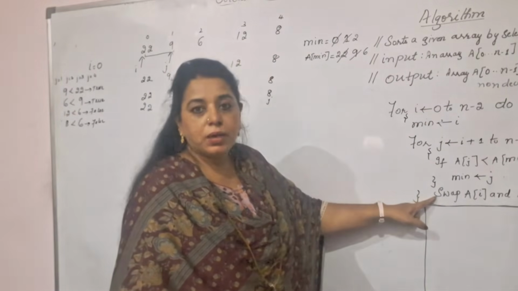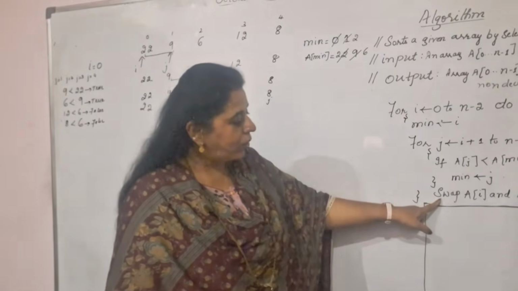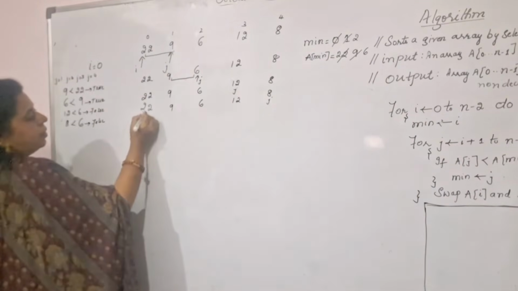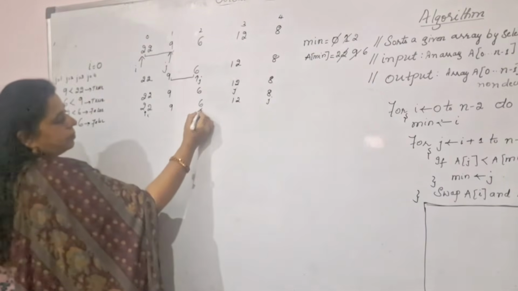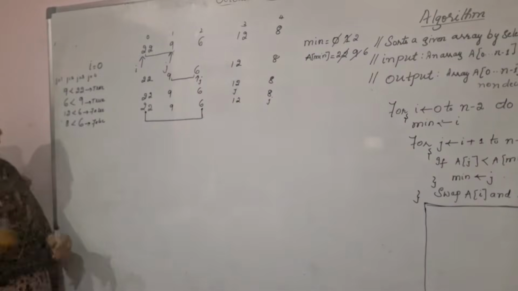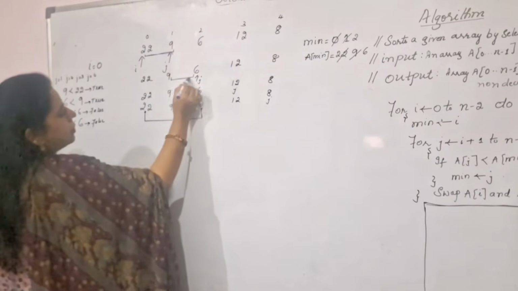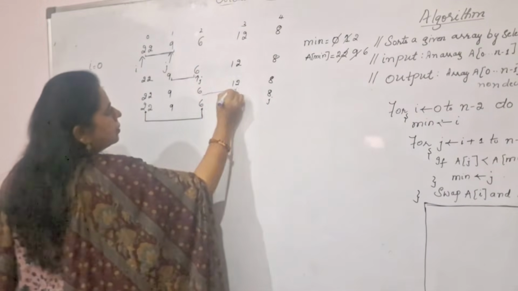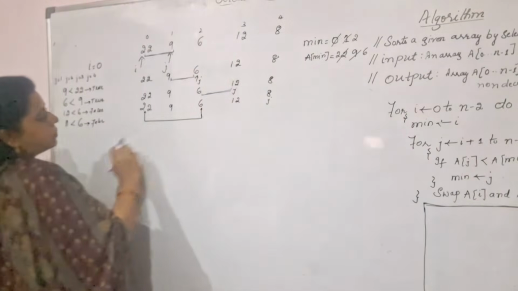Now your job is to execute this statement. The control will come out of the inner for loop and it will execute this statement. What is this statement? Swap A of i with A of minimum. A of i is here, which was here, with A of minimum. A of minimum is your 6, this one. So these two elements will get swapped. I'll just show you the difference here. These were the comparisons: 9 with 6, then 12 with 6, then 8 with 6 also was a comparison.